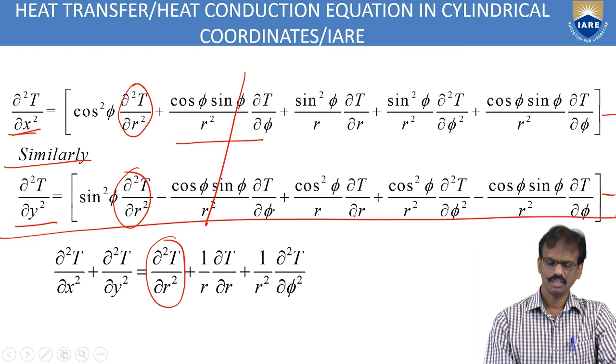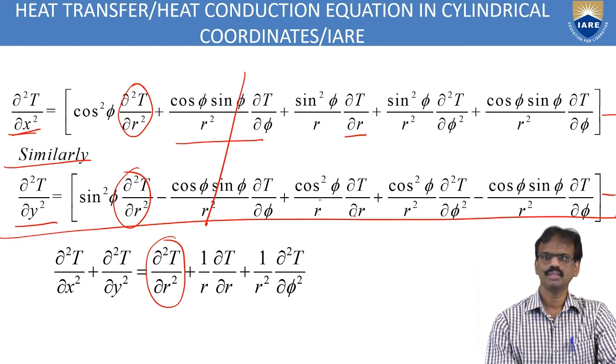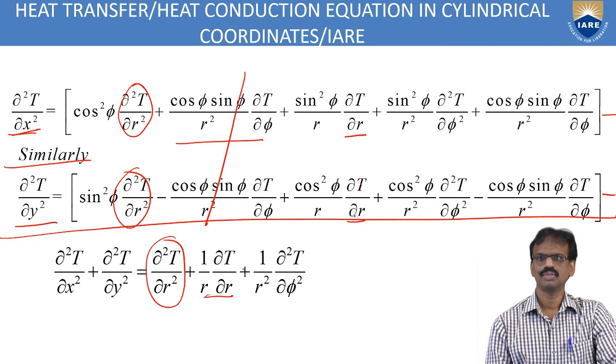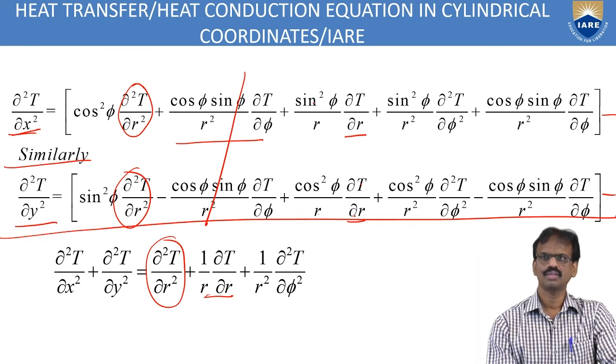Similarly, plus sin²θ/r · ∂T/∂r, here cos²θ/r · ∂T/∂r. Here if you take ∂T/∂r and 1/r common, 1/r · ∂T/∂r, then we will get sin²θ plus cos²θ, so that value is equal to 1. So we will get this one.